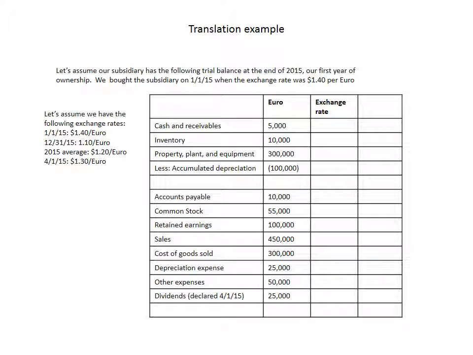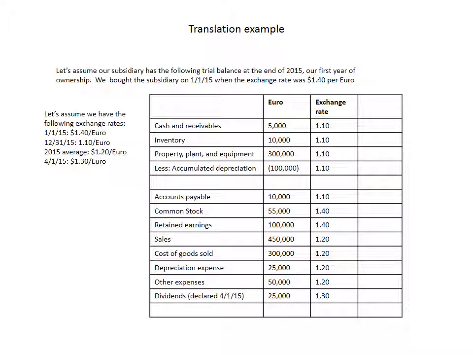Now let's assume we've got the following exchange rates. Again, the January 1st, 2015 exchange rate when we acquired the subsidiary was $1.40. The end of year exchange rate had fallen to $1.10. The average over the course of the year was $1.20. And on 4/1/15, when dividends were declared, the exchange rate was $1.30 per euro.